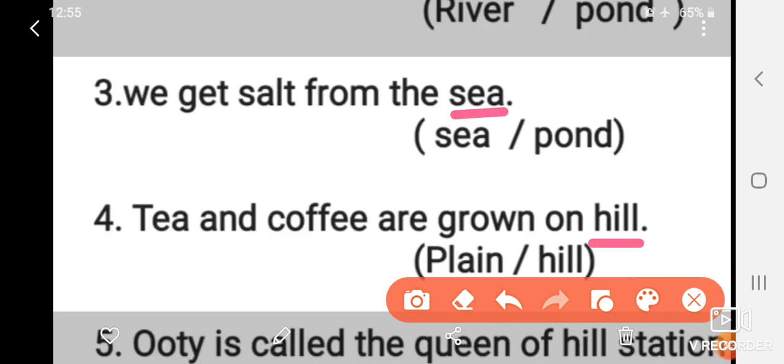Next one is, we get salt from the pond or sea. Where do we get salt from? Very good. Sea. We get salt from the sea. Third one is W-E, we. Get, G-E-T. Salt, S-A-L-T. From, F-R-O-M. The, T-H-E. Sea, S-E-A. Sea.